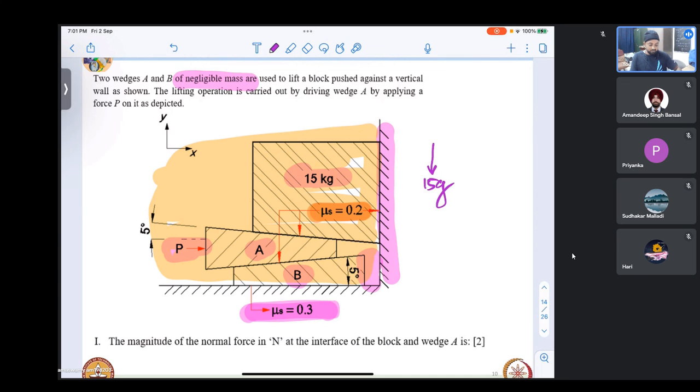We know that both the wedges are not in contact with the wall. Only the top block, which is actually being lifted, is in contact with the wall. So another force that is acting downward is mu s into N1. And all this is being countered by the floor, where we got N4.